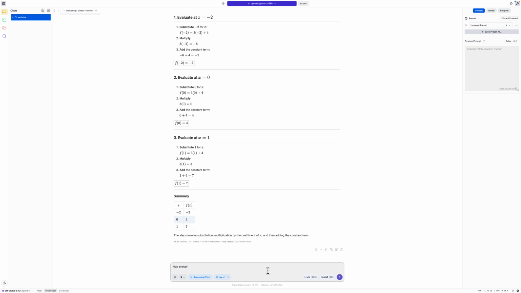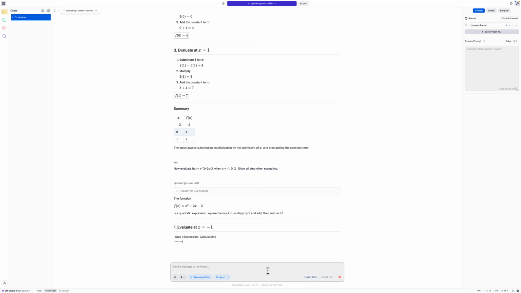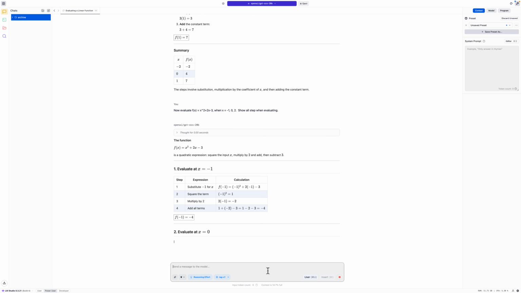Now evaluate f of x equals x, you need the caret key, ^2 plus 2x minus 3. And you can always put space there. When x is equal to -1, 0, 2. Show all steps when evaluating. All right, let's see what it does. Took no time and thought.